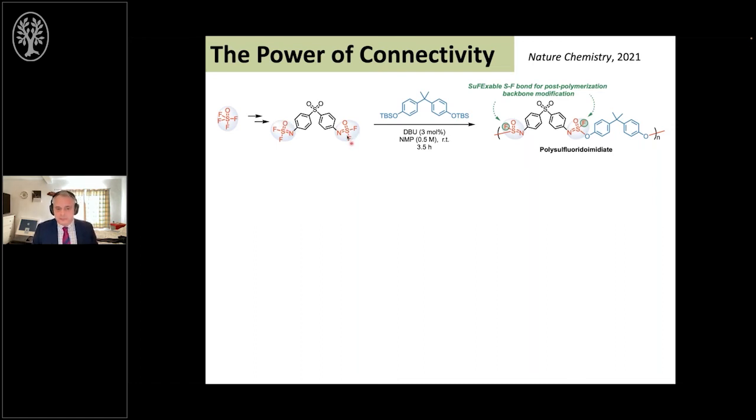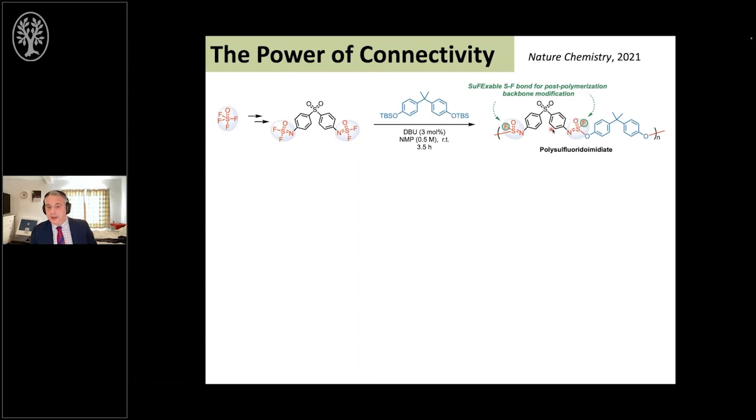Well, of course, they've got a sulfur fluoride bond, and we know that SuFEx chemistry is possible with aryl silyl ethers. So if we mix them together with some DBU catalyst, then of course it's set up for polymerization. Indeed, that's what you get. I mean, this reaction goes 99% yield. This is an incredibly powerful reaction. But of course, we're left with one sulfur fluoride bond at each end of the molecule here, or each end of the monomers, you should say.